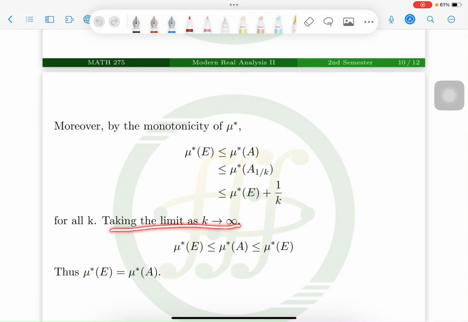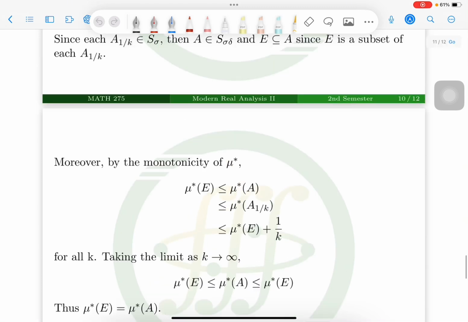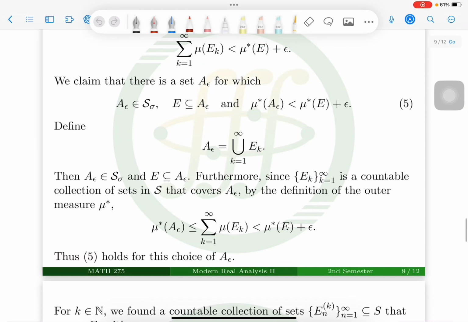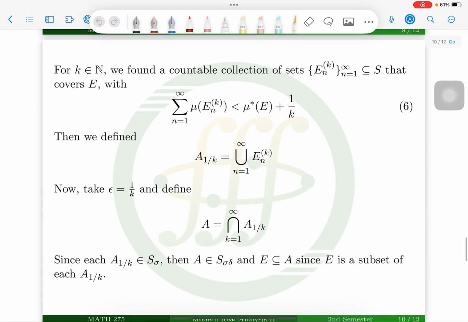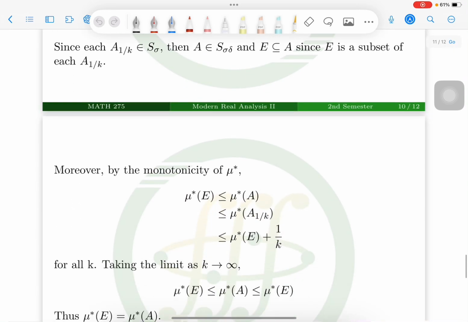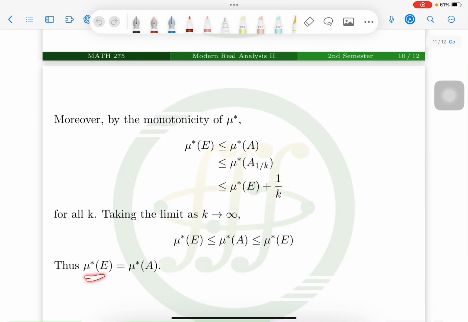So, taking the limit as k approaches infinity, we have this one. Then, by the squeeze theorem, we have this, so they are equal. So, we have proved this. We constructed and defined A epsilon, and then we constructed a sequence of sets A sub 1/k, then took the intersection, which is A. Then we also proved that the outer measure of E is equal to the outer measure of A.